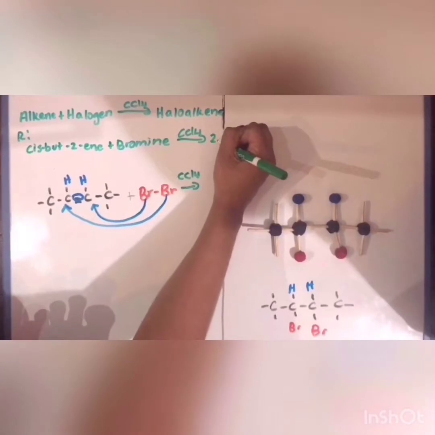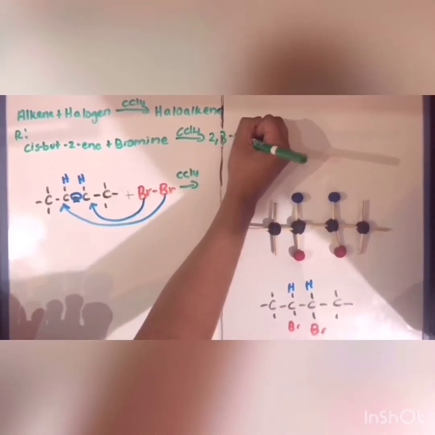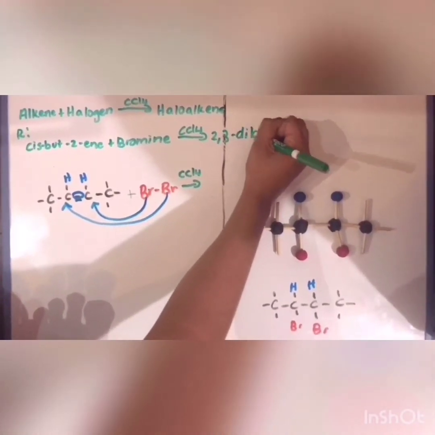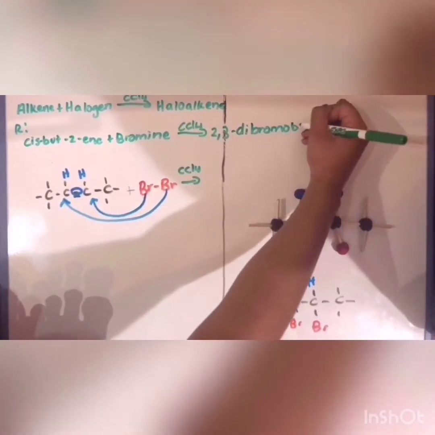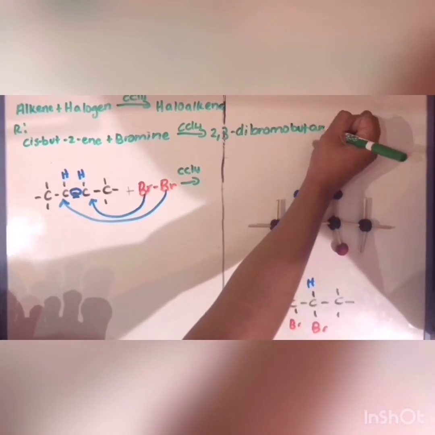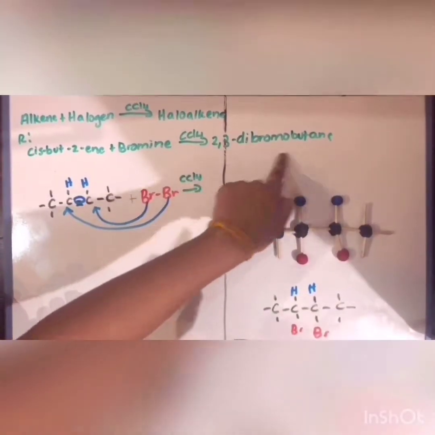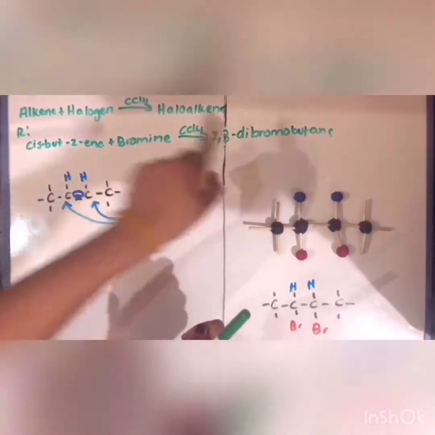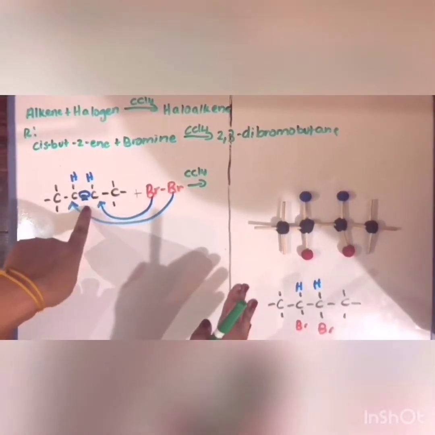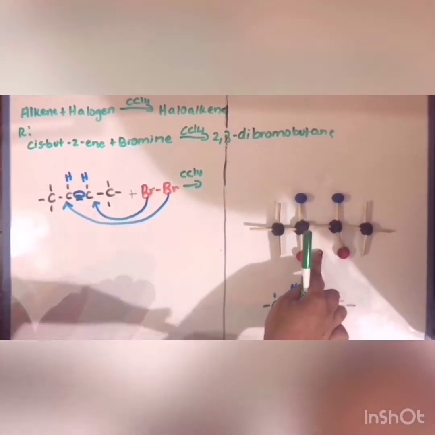Then the product of 2,3-di. Remember, di is a Greek prefix since there's more than one bromine. So it's going to be 2,3-dibromobutane. There is no cis or trans since it is single bonds, and cis or trans is only for double bonds. The reactants and products are color-coded, so it's easier to understand.